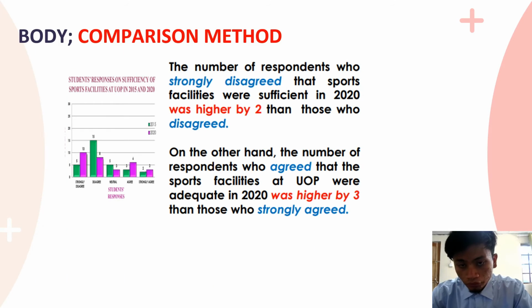Okay, now we move to another method. The next method is the comparison method. The number of respondents who strongly disagree that the sport facility was sufficient in 2020 was higher by 2 than those who disagree. On the other hand, the number of respondents who agree that the sport facility at PUO was adequate in 2050 was higher by 3 than those who strongly disagree.